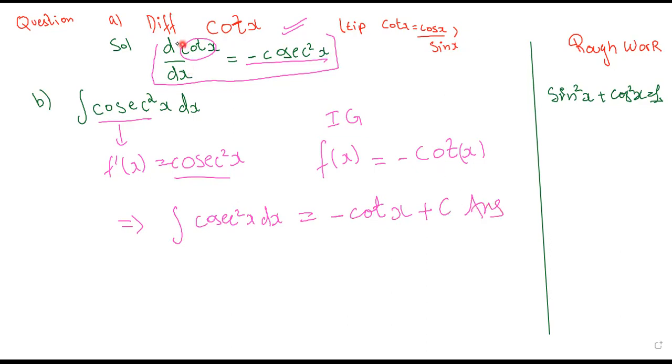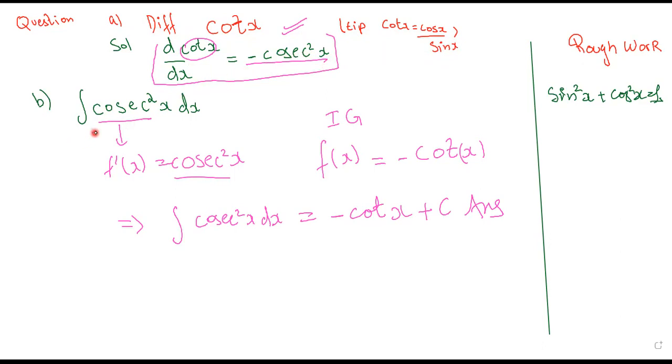So basically, the first part was to differentiate cot x. When you have to differentiate cot x, you don't know how to do it directly. Here you will be using trigonometry. So this was the tip that you are given in the question. Cot x is basically cos x over sin x, and you need to differentiate it this way, and you applied the quotient rule, and you ended up getting minus cosecant square x, right?